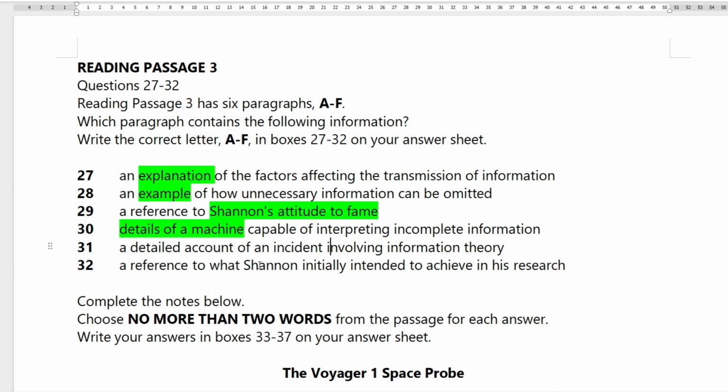A detailed account of an incident involving information theory. A detailed account, meaning detailed information. All right, so you want to highlight that. A reference to what Shannon initially intended to achieve in his research. A reference, meaning they're going to talk about Shannon's first intention. All right, so first we're going to deal with this, and then we'll come back to that.